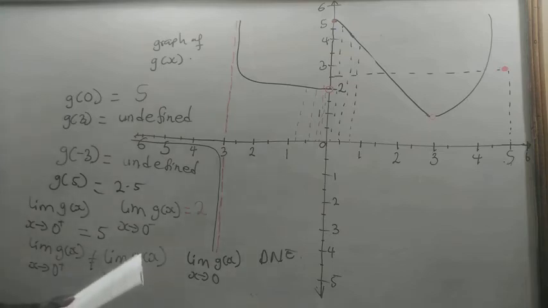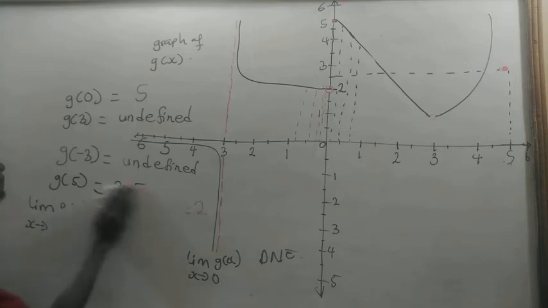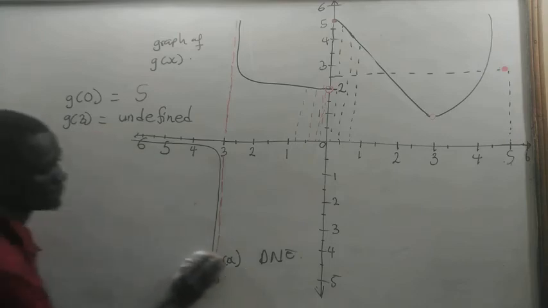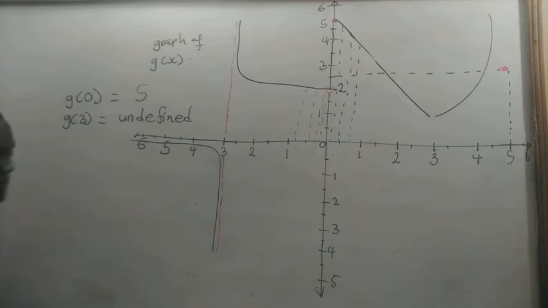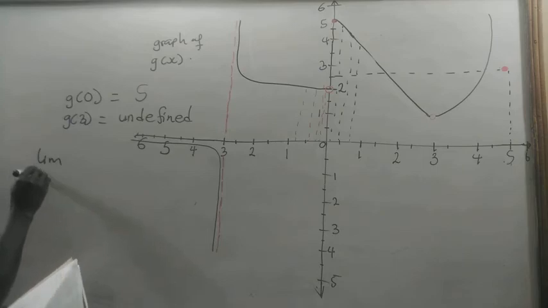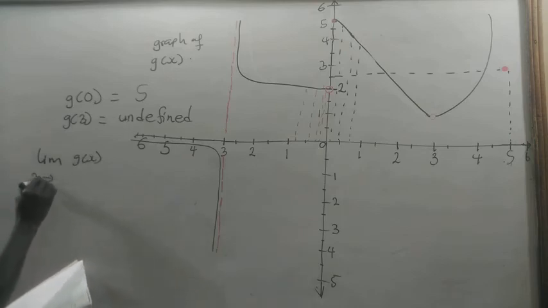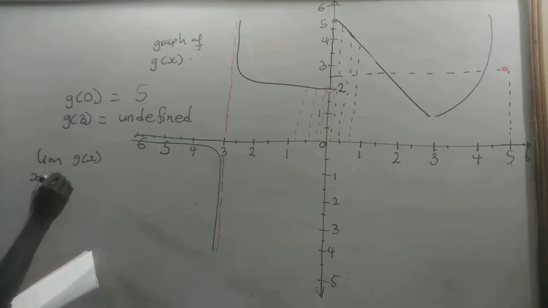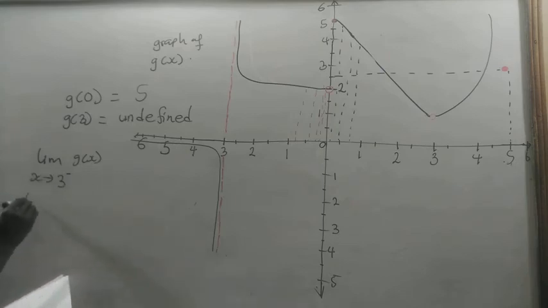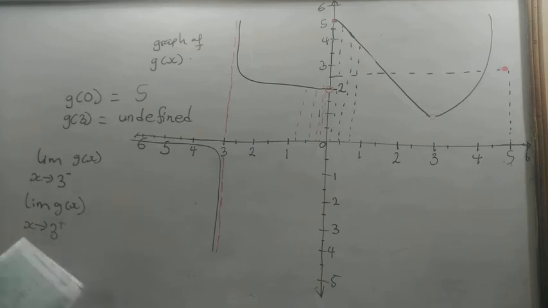Now let's look at another one. We are going to look at the limit of g of x as x approaches 3 from the left, and the limit of g of x as x approaches 3 from the right. Let's look at that one.